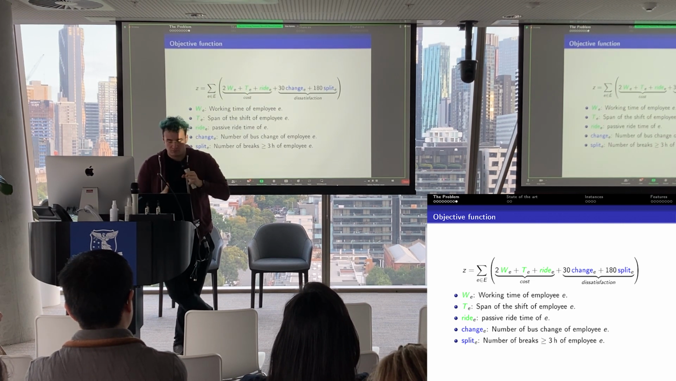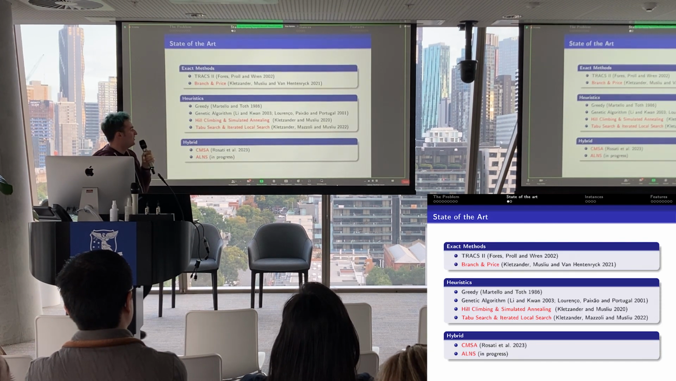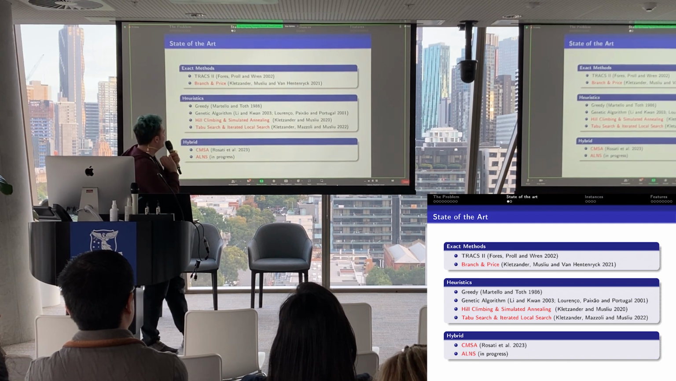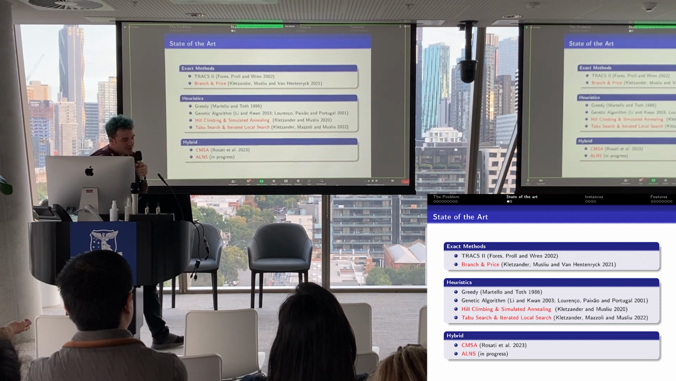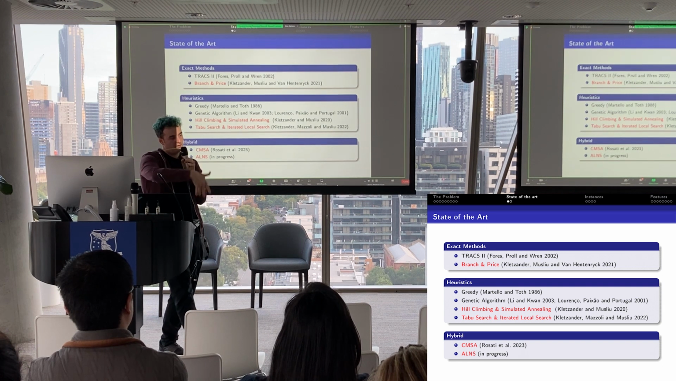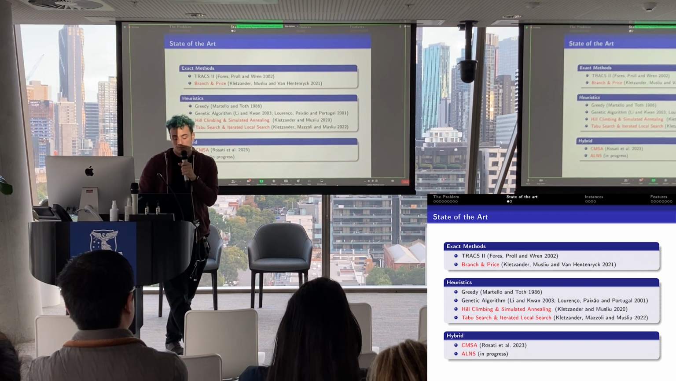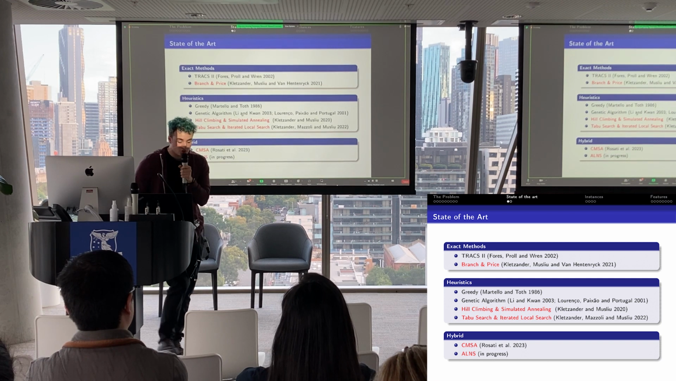Okay, so this was the problem, more or less. And regarding the state of the art, this problem has been studied a lot. There are many algorithms for very different problems. In red, I wrote the algorithm that deals with the Austrian collective agreement bus driver scheduling problem. So we have exact methods, so methods that, if they end, give you the global optimum, the best possible solution. Then there are approximate methods, heuristics: hill climbing, simulated annealing, tabu search, and iterated local search.